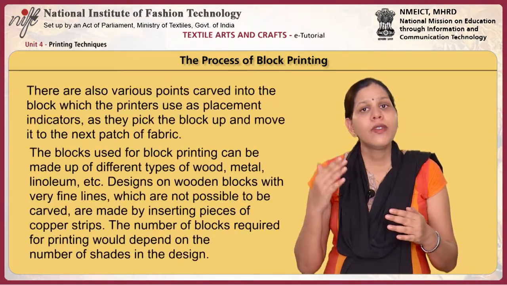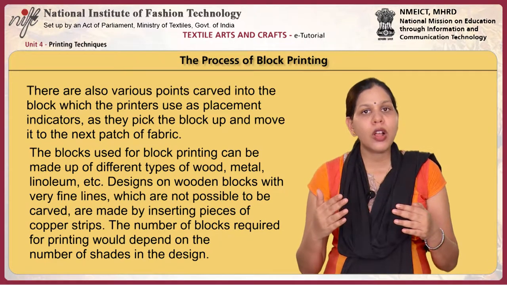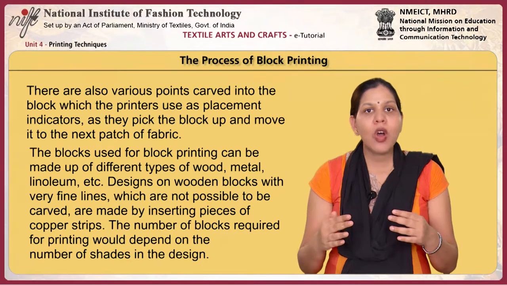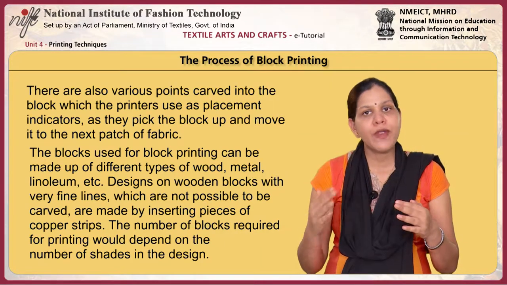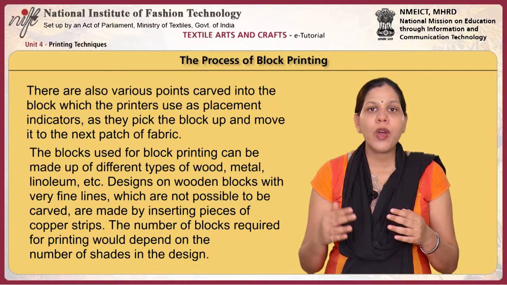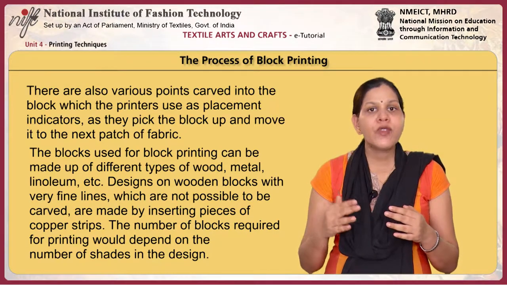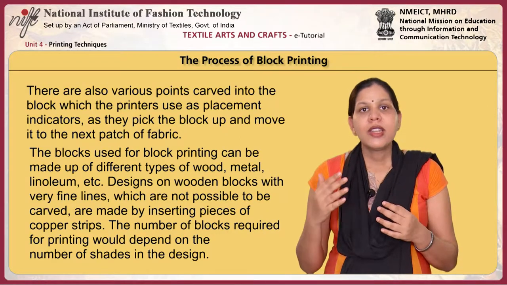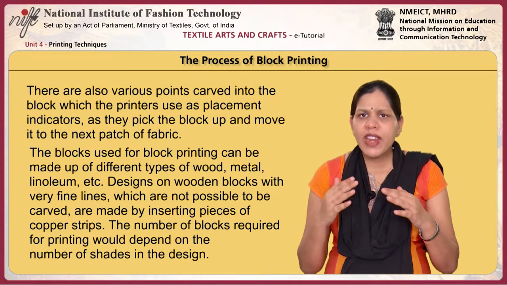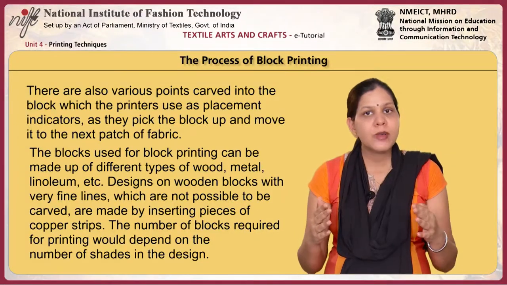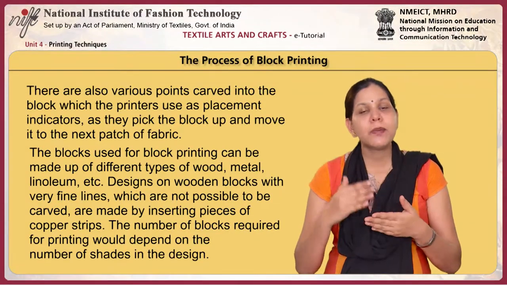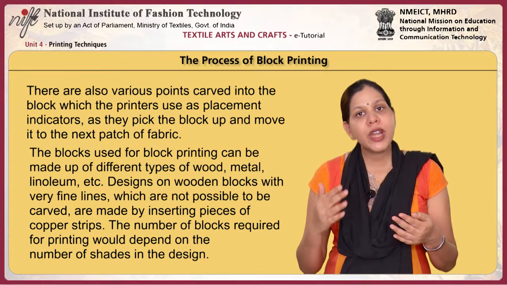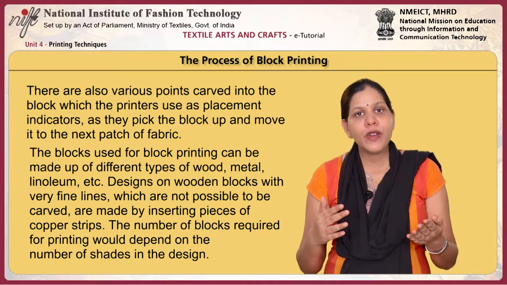There are also various points carved into the block which the printers use as placement indicators as they pick the block up and move it to the next patch of fabric. The blocks used for block printing can be made up of different types of wood, metal, linoleum, etc. Designs on wooden blocks with very fine lines which are not possible to be carved are made by inserting pieces of copper strips. The number of blocks required for printing depends on the number of shades in the designs.